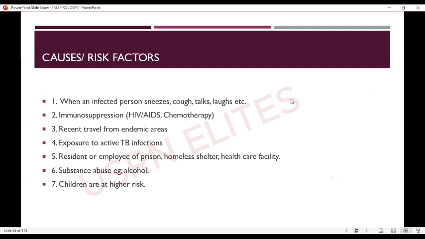Good. So what are some of the risk factors of tuberculosis? The risk factors. So 1, when an infected person coughs, sneezes, talks, or laughs, okay, this becomes a risk factor for tuberculosis, okay?